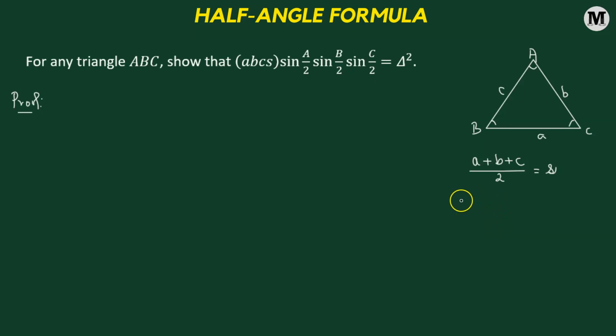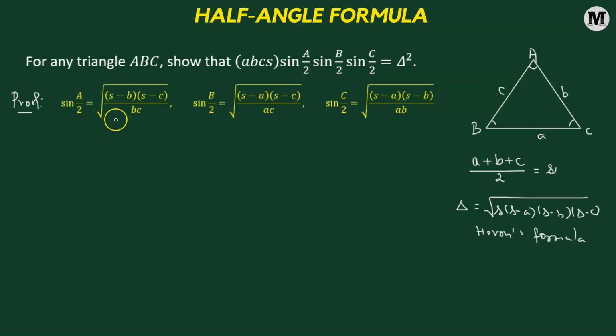Now, we also can find out the area of the triangle, which is given by the square root of s multiplied to s minus a times s minus b times s minus c. So this is also referred to as Heron's formula for finding the area of a triangle. Next, we need to specify the half angle formula for sine A over 2, sine B over 2 and sine C over 2. Sine of A over 2 is given by the square root of (s minus b times s minus c) whole divided by bc.